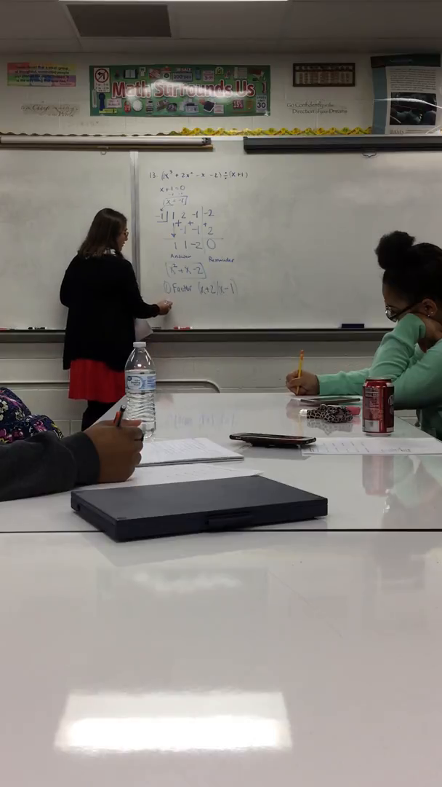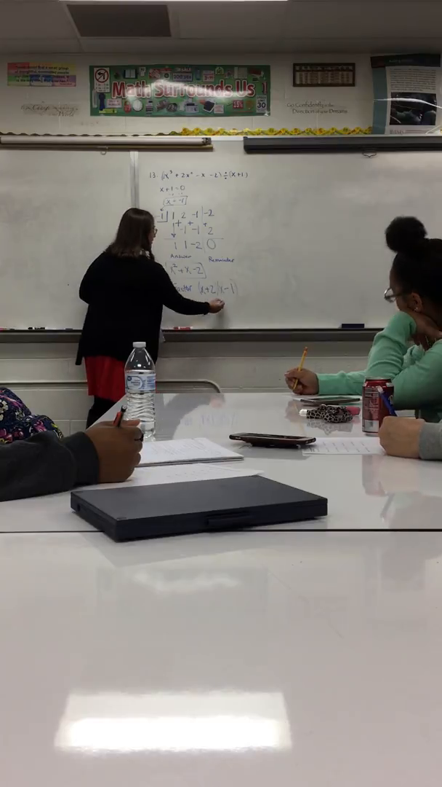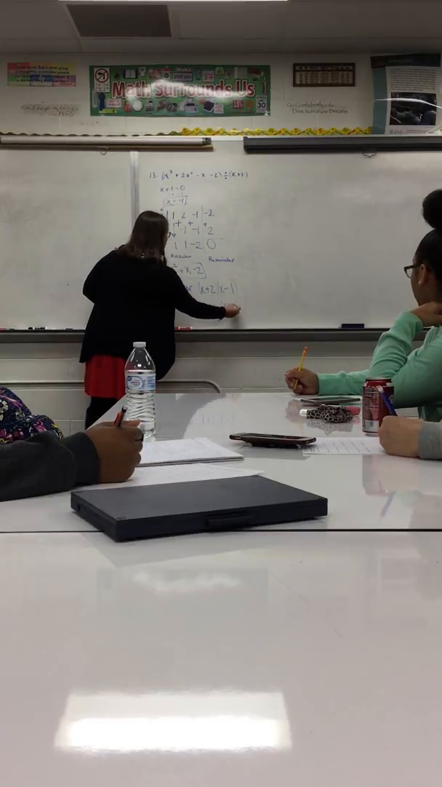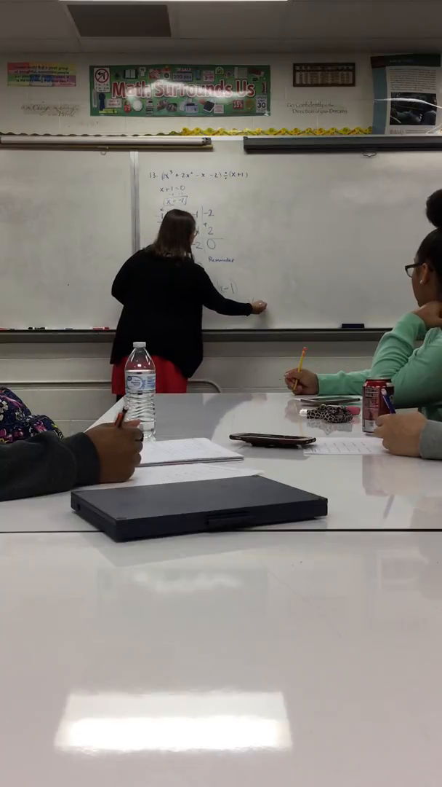So if I wanted to then write the final answer, what's the final answer? It is x plus 2 times x minus 1 times the original x plus 1 that was in the beginning of the problem.